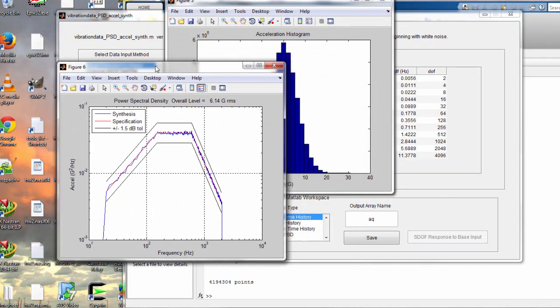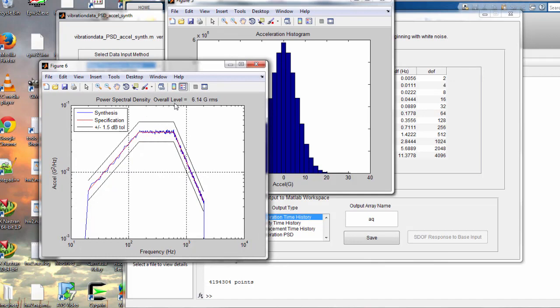So here's the result of our synthesis. We have a power spectral density, g² per hertz versus frequency in hertz, and that's in actuality GRMS² per hertz. The red line is the nominal value. The blue line is the PSD of our time history synthesis, and it's well within the plus and minus 1.5 dB tolerance bands.